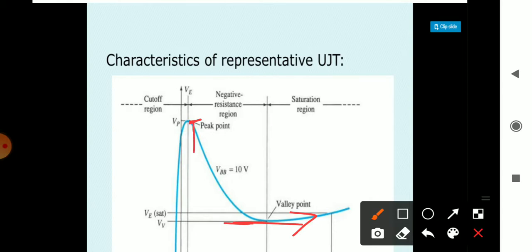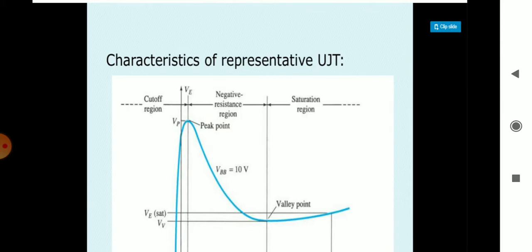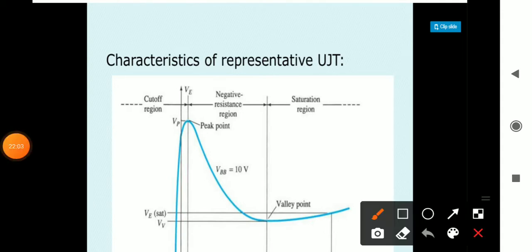But that current is very little current. So only this much amount of current is flowing. So that is the peak point to start the UJT. So till here, till my diode reaches the cutoff region, that is, till the emitter voltage reaches the value of VP, that region we call the cutoff region. So that is one region.